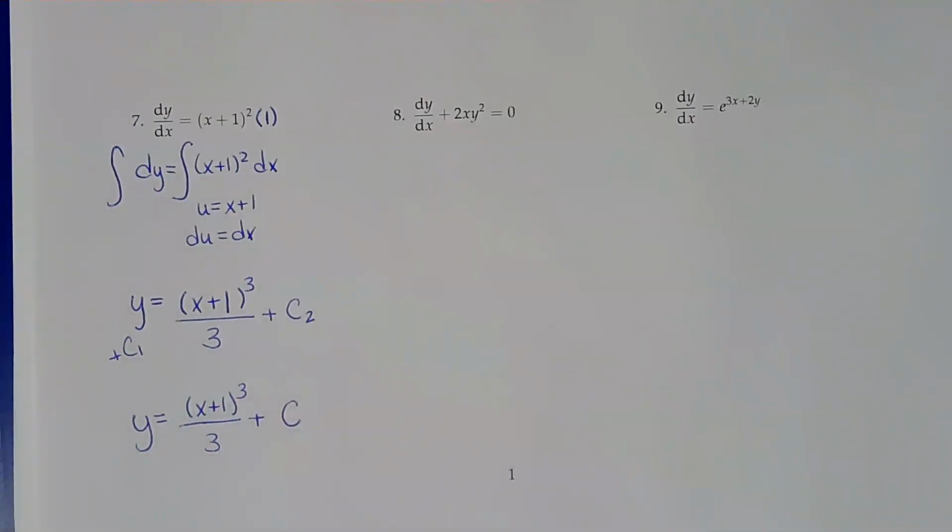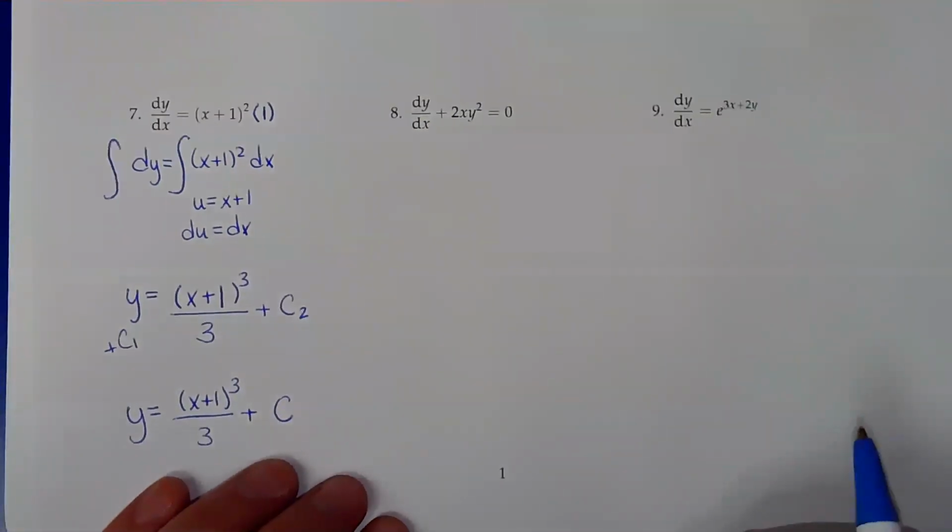Sometimes you'll see people swap out all the C's for an A or a B, or some capital A or capital B, something like that. That's pretty common too. But we just round all those constants up together and turn them into one.